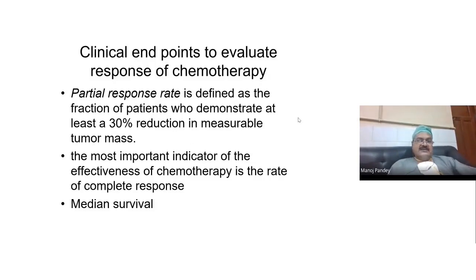As per RECIST, a partial response is defined as a 30% reduction in the size of the measurable tumor mass. So if you have a 10 centimeter tumor, you have given chemotherapy, and the tumor becomes 7 centimeters, you call it a partial response. And if the tumor completely disappears, you call it a complete response. Patients who have a higher response rate or a complete response do better than those who partially respond to chemotherapy.